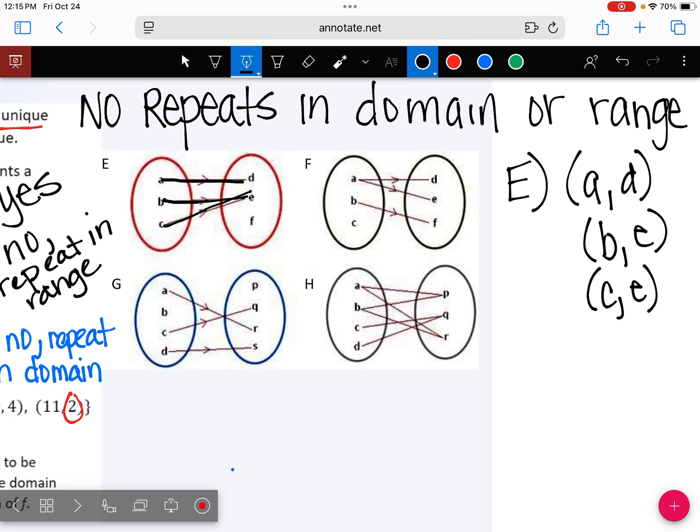So would this be 1-to-1? No, because what is repeating? Domain or range? The range. The easiest way to look at it is every value should only have one line connected to it. So if any of the values has more than one line connected to it, it's a no. So this is a no. F is a no because do you see how this value, the letter A, has 2 lines? Those 2 lines mean that I have an ordered pair at AD and at AE. So that's a no.